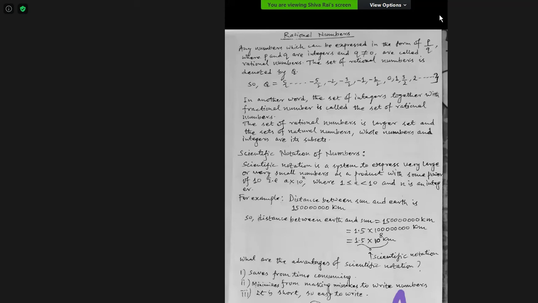Try to understand the meaning of this notation, a into 10 to the power n. Look at one example: the distance between the sun and the earth is 15, and after 15 how many zeros? 70. If you read it in the Nepali system, how do you read it? 1, 10, 100, 1000, 10,000, lakh, 10 lakh, crore, 10 crore, 15 crore kilometer.